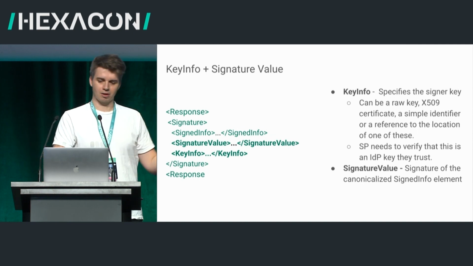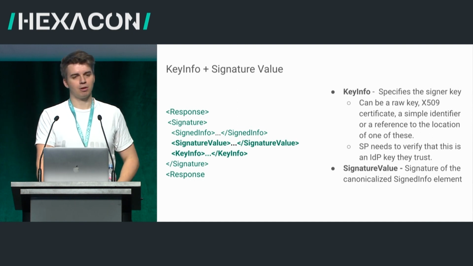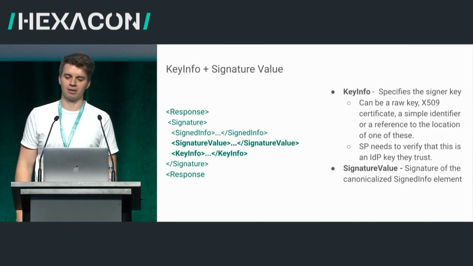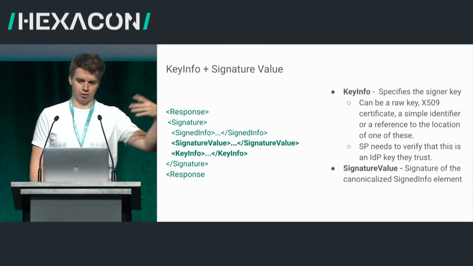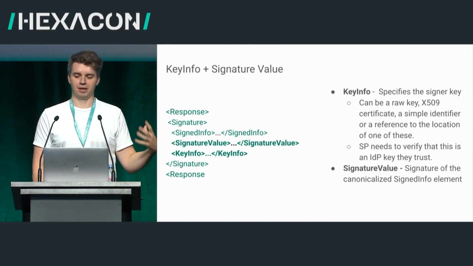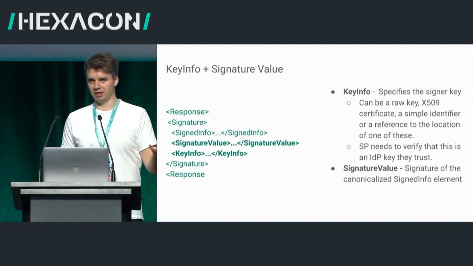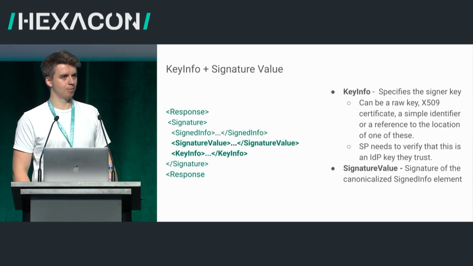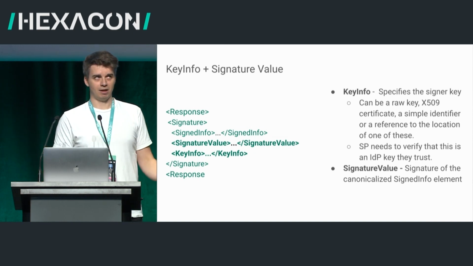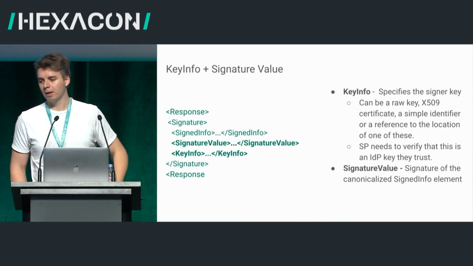like who signed the signature. And you can put a raw key in there. Sometimes you will find a certificate in there. Some setups just use a key identifier or something like that. Or a reference to a URI where you then can find the key. And the important part here is the service provider actually needs to verify that this key is a key they trust, right? So that's the second most typical example where they just forget to do that, and you can generate a valid signature, but with a private key you control, and you will still be logged in.